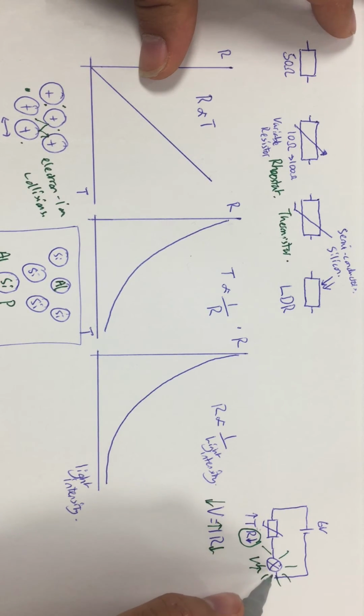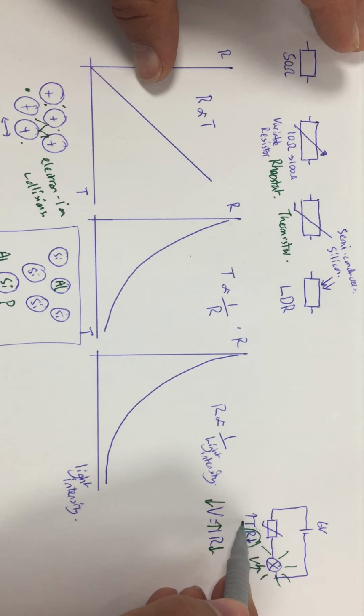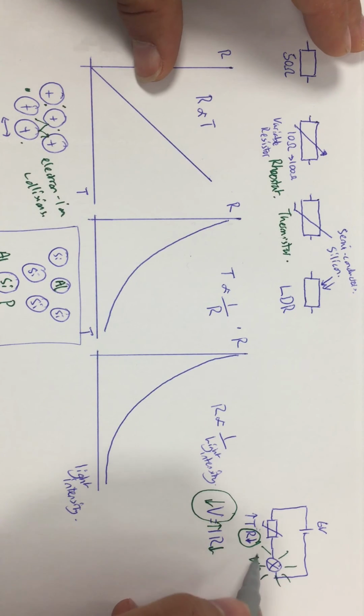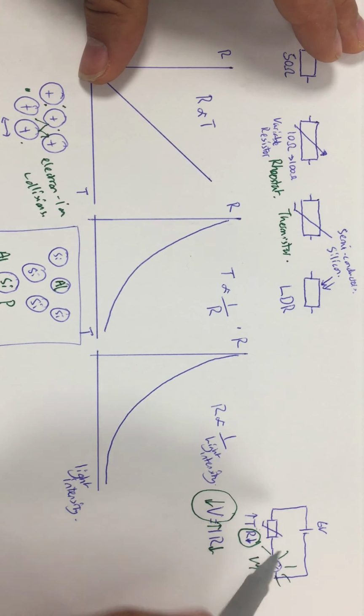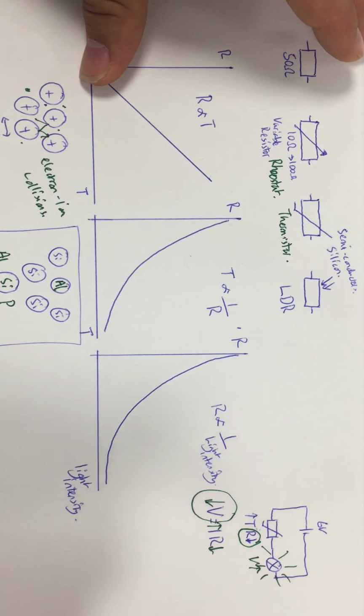Okay. If this was a motor, it would spin faster. So it's important that you understand this idea that if the temperature increases, the resistance decreases. That is going to drop the potential difference across that, and that energy has to go somewhere else, so it's going to go to the other component, which is going to increase. If you did the opposite of this, if I drop the temperature, the resistance would increase, the potential difference would go here, and the bulb would get dimmer.